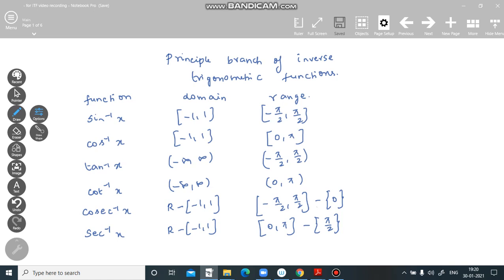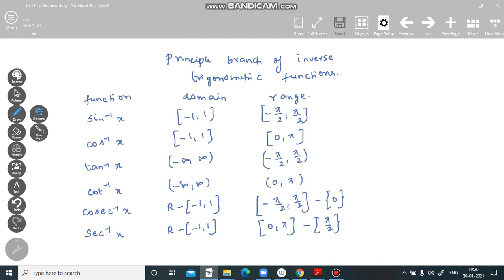So, what about cosecant inverse and secant inverse? We know that the domain for sine inverse and cos inverse is -1 to +1. Therefore, those two intervals, not the values in that interval, have to be deleted from the set of real numbers to define the domain for cosecant. Otherwise, we will get a value of sine which is more than 1, which is not possible. That is why we have to delete the values between -1 and +1.